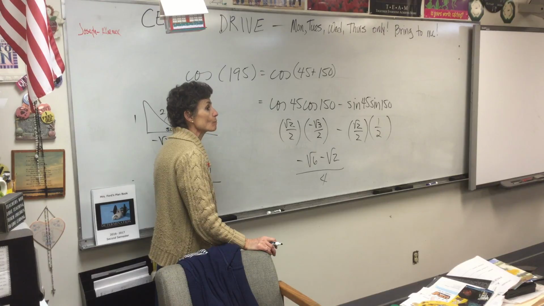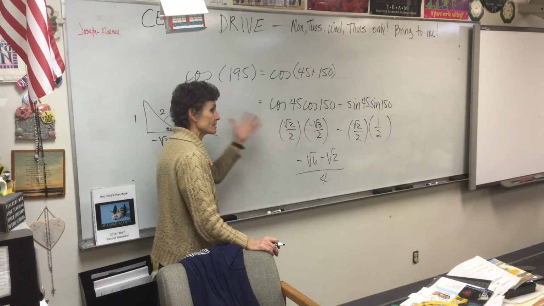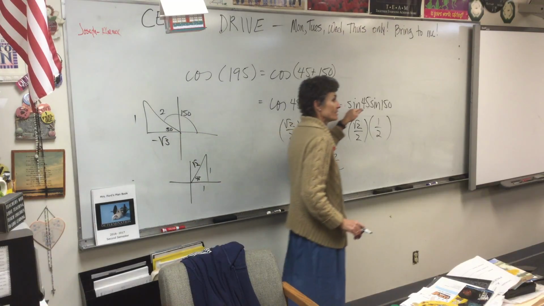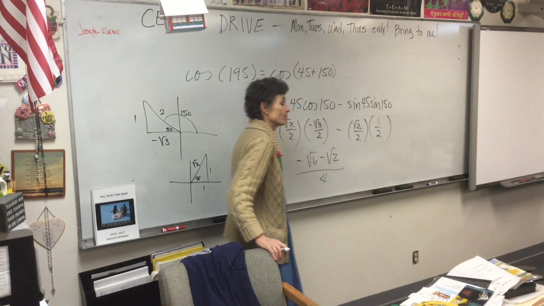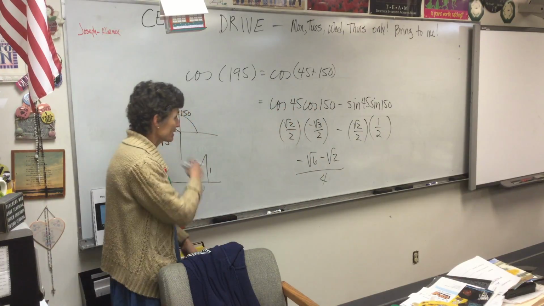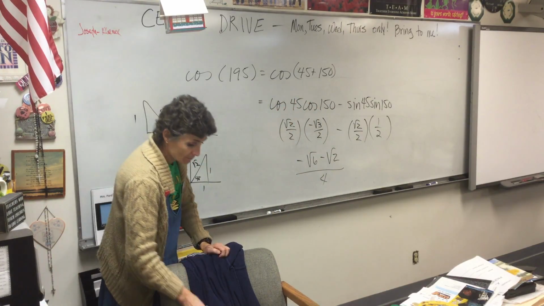Instead of asking for cosines, if you're asking for sine, you just use the different formula. You do everything exactly the same, except it would be sine, cosine, plus cosine, sine. Different formula, but everything else is exactly the same.